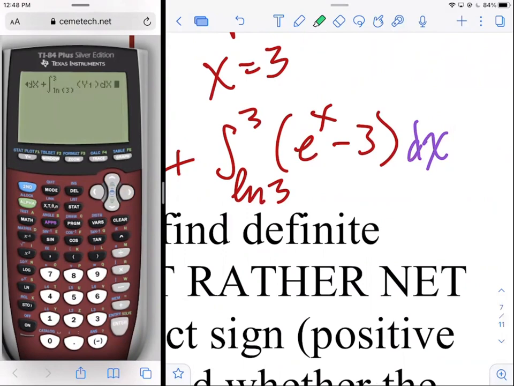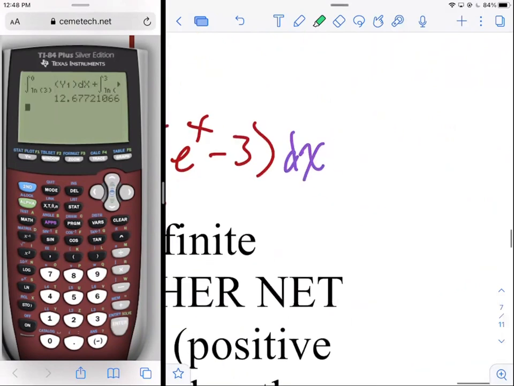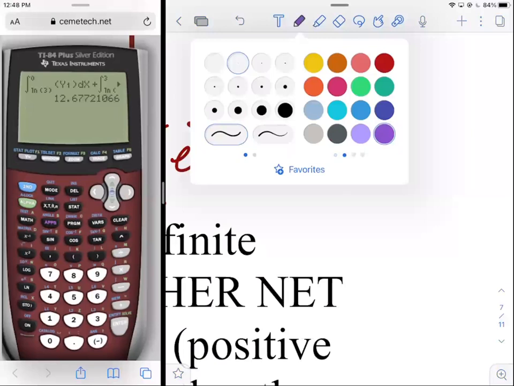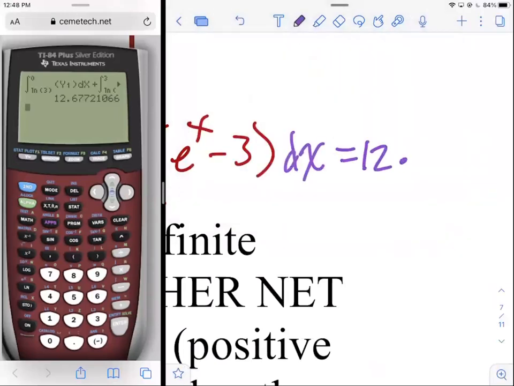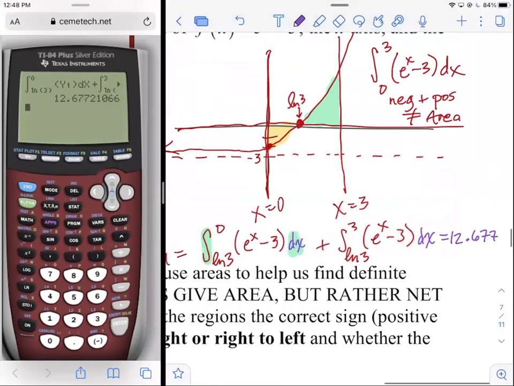Now, yours is probably a little different than mine. You can still see the whole thing, which is nice. Mine gets cut off the screen. I hit enter and I get 12 point, and here's where we round or truncate, 677. And that would be square units. And we would get full credit if this were a calculator question.